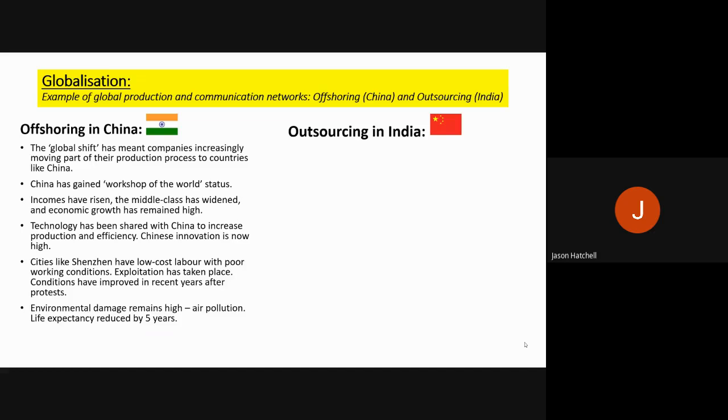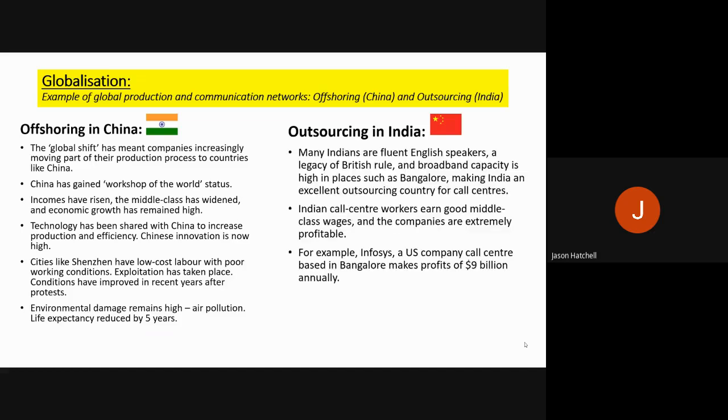Now, outsourcing, our example for that was India. Outsourcing is essentially where we get another service in another country to complete that service for us. India, for example, has many fluent English speakers. It has a legacy of British rule as well, being part of the British Empire, and it has high broadband capacity in cities such as Bangalore. So that makes India a perfect place for outsourcing of call centers, for example, by broadband companies and telephone communication companies.